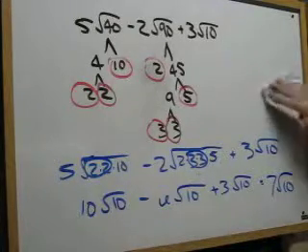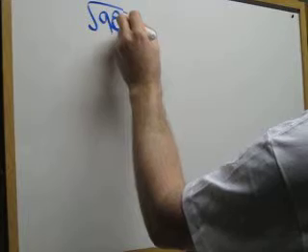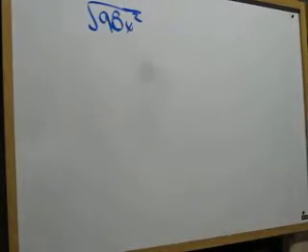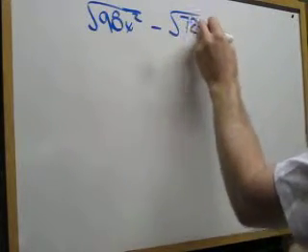So that's number 18. Let's see if there's anything else on that particular page before we continue on here. Looks like the rest of them are pretty much the same way we have been going as far as simplifying those. But let's just do number 20. Square root of 98 x squared minus square root of 72 x squared.